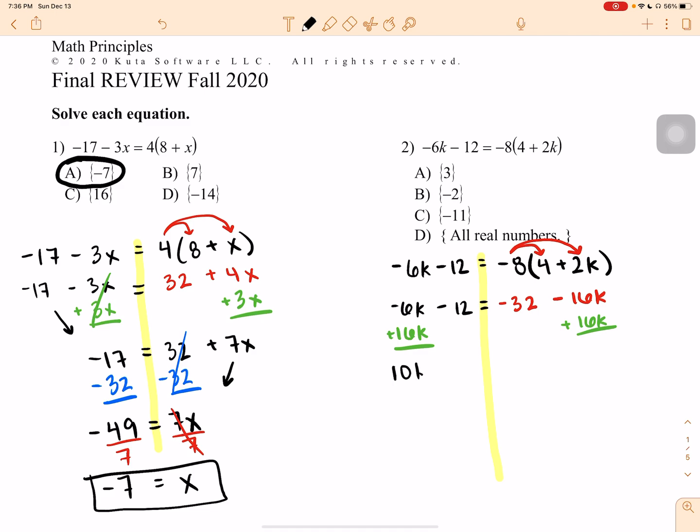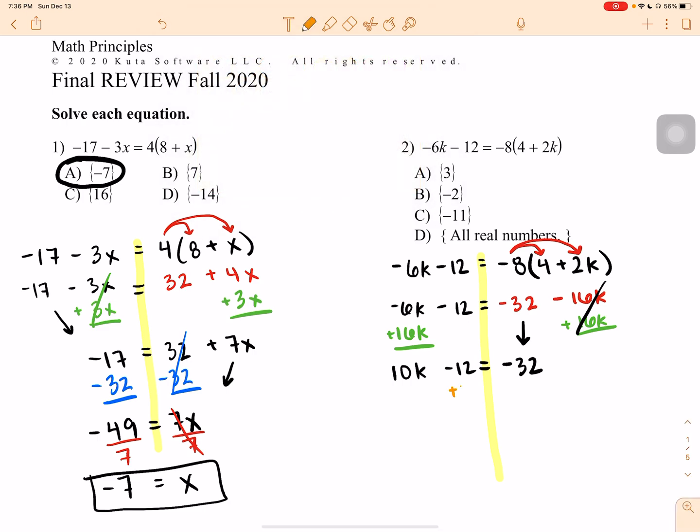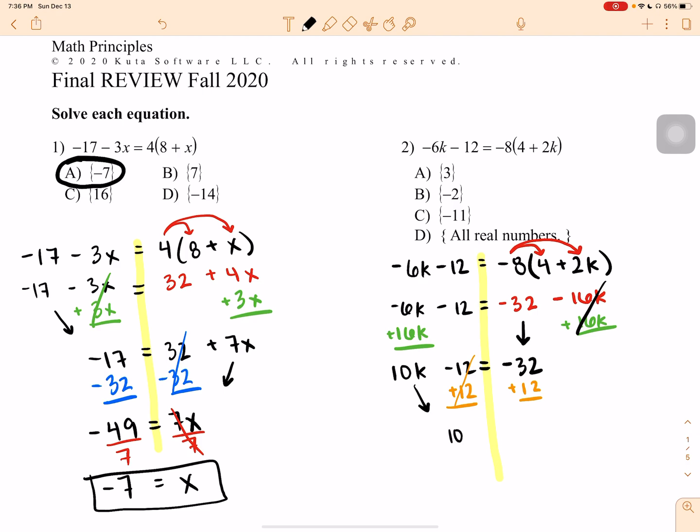So this will be 10k minus 12 equals, all that's left over here is negative 32. So now I need to move my constants over to the right-hand side. So I'm going to add 12 to both sides to get that away from the side with the 10k. So all that's left here is 10k equals negative 32 plus 12 will be negative 20. So if you divide both sides by 10, that will be 1k. So k equals negative 2. So your answer here would be B.